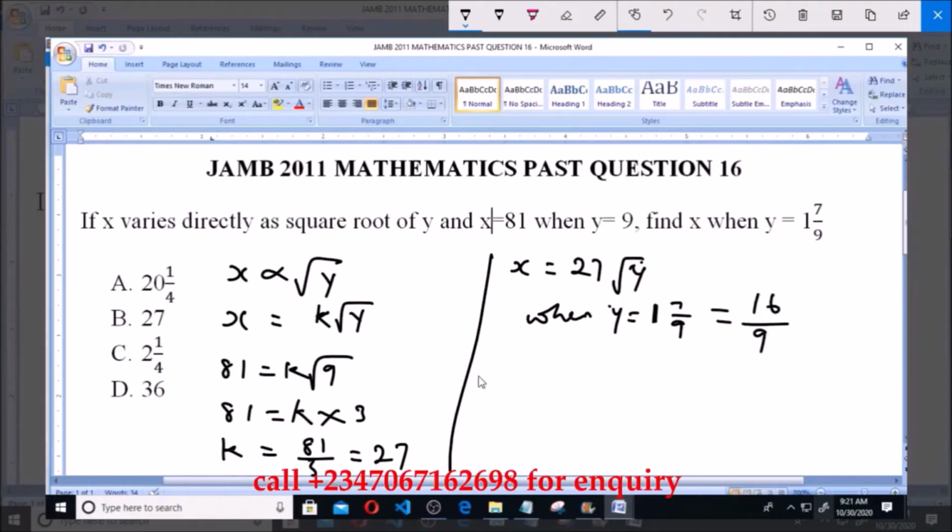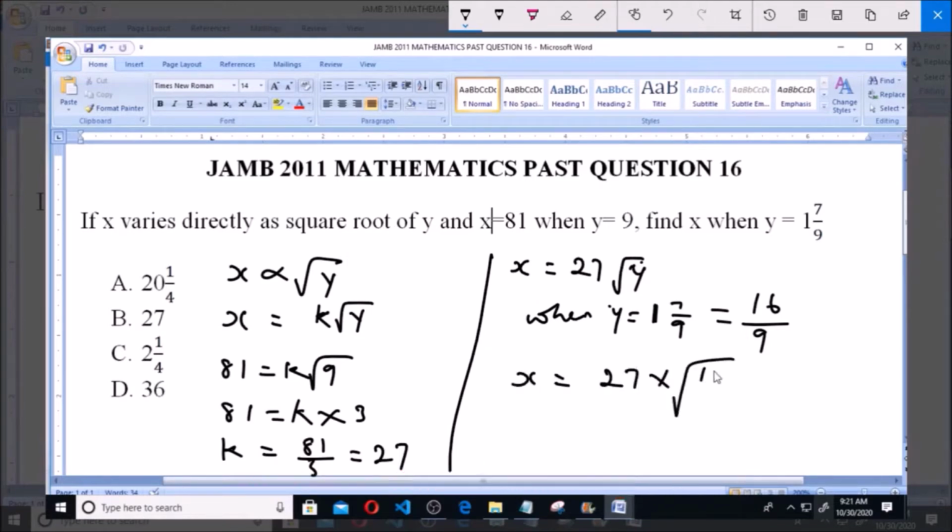So now we have that x is equal to 27 multiplied by the square root of 16 over 9. That is x is equal to 27 multiplied by the square root of 16, which is 4, and the square root of 9, which is 3. Now 3 into 27 will give us 9. Then 9 times 4 is equal to 36. Therefore x is equal to 36, and that is option D.